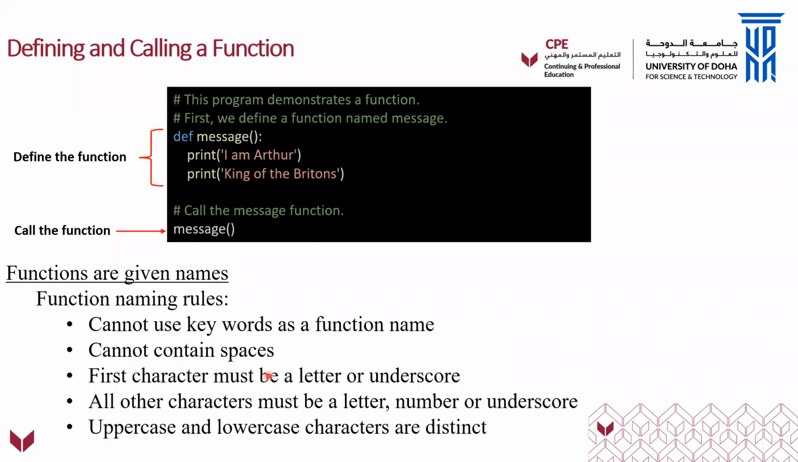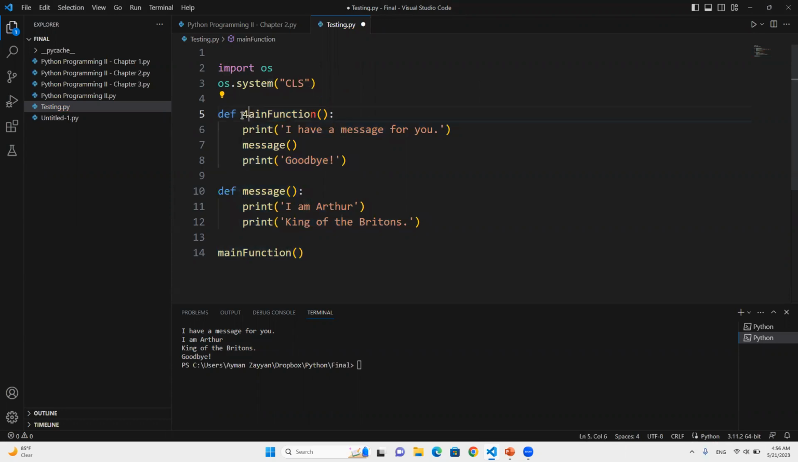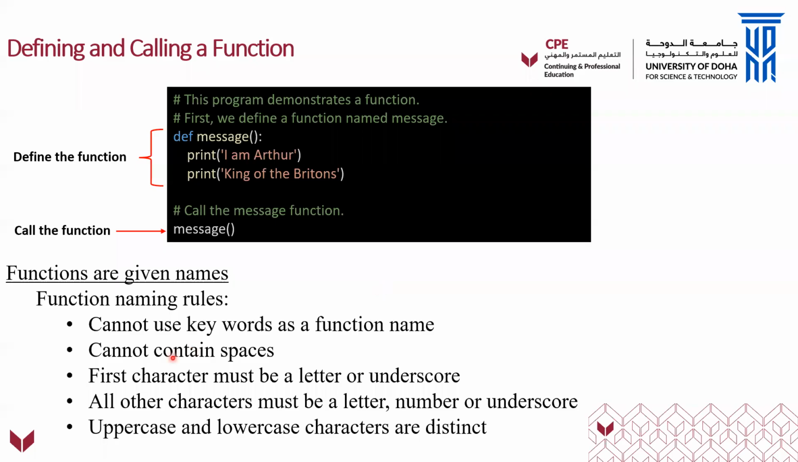Okay, the first character must be a letter or underscore. So if you try to replace the first character by something like a number, you will get an error. It has to be a letter or underscore like this. Accepted. Okay, all other characters must be a letter, number, or underscore. It means it will be accepted.